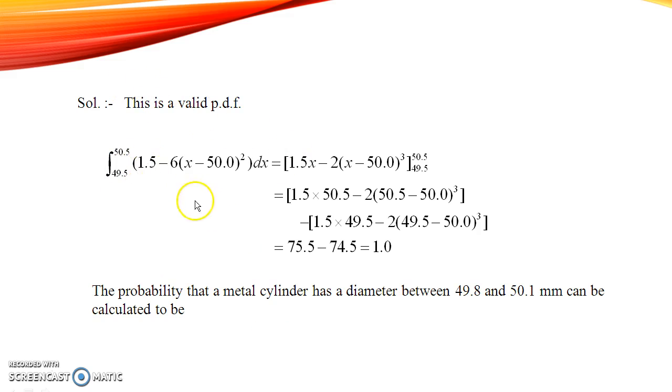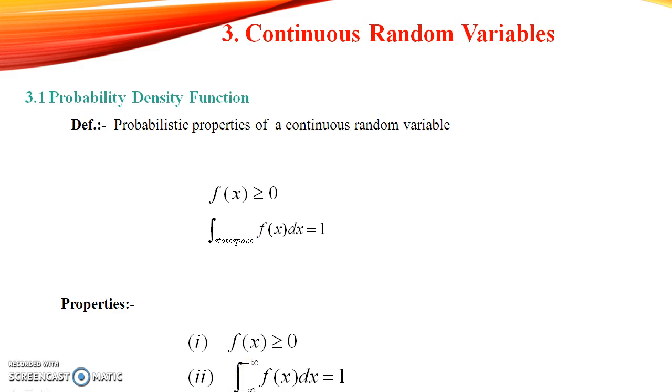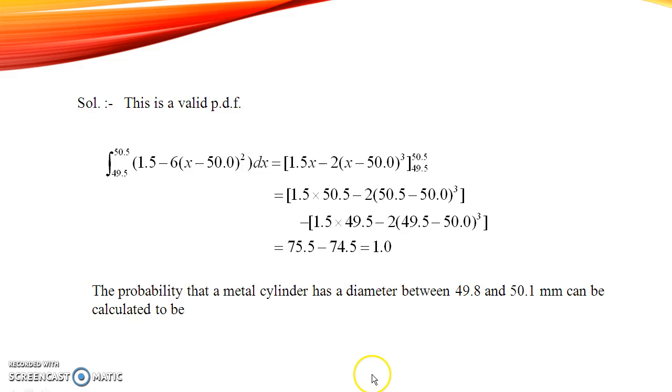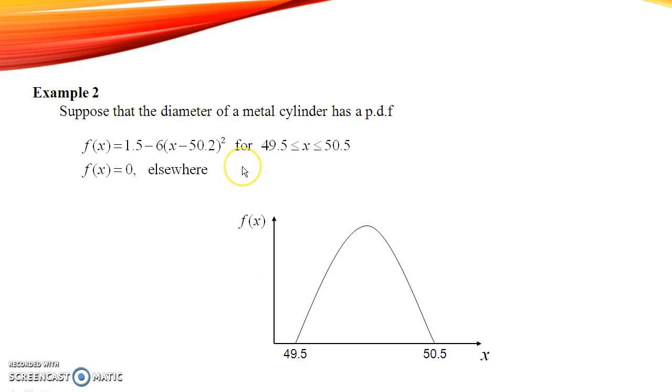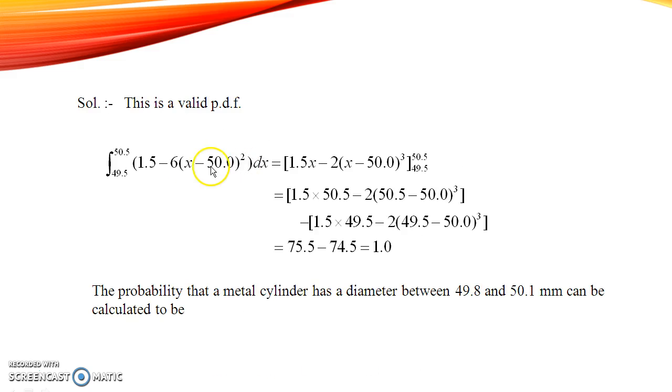The solution for this: we know the property that integration from minus infinity to plus infinity of f of x dx is equal to 1. By using this property, integration from 49.5 to 50.5 of the given function, 1.5 minus 6 times (x minus 50.2) squared dx, when we take the integration, we get 1. So the given function is a probability density function.